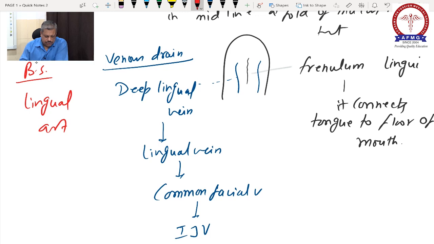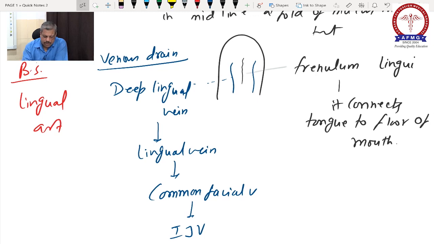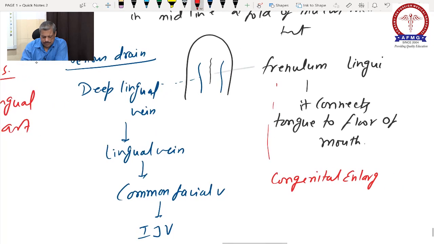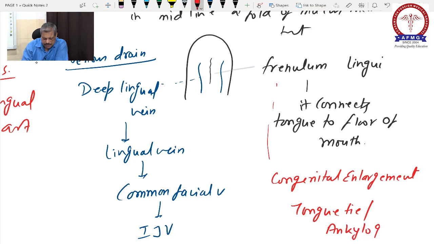So these are the features of the tongue. Then see this frenulum linguae. This is the fold of mucous membrane, and the congenital enlargement of the frenulum linguae is known as tongue tie, or ankyloglossia.